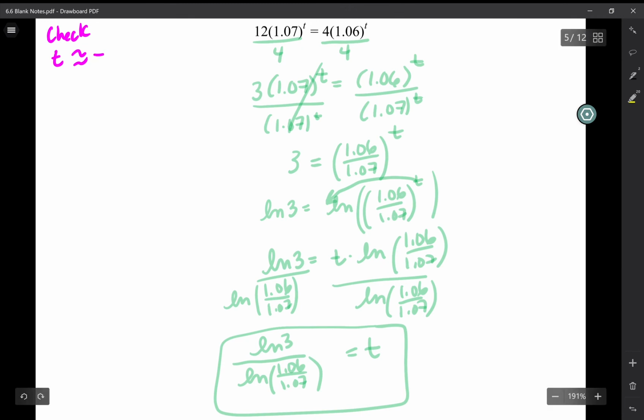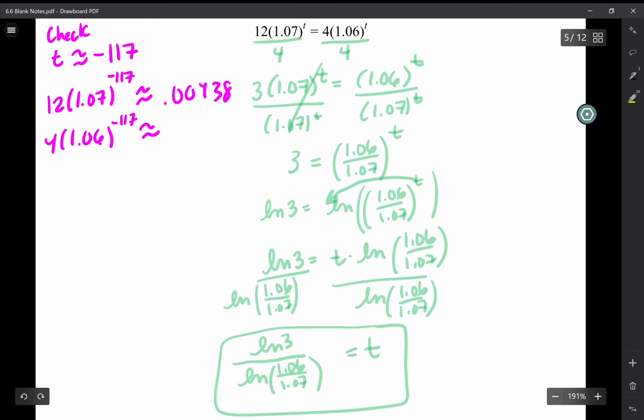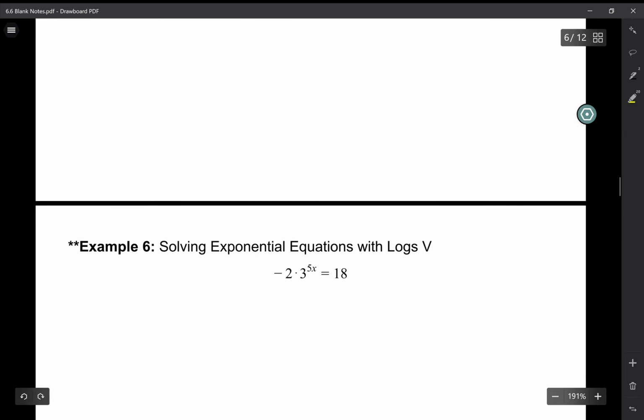And I get negative, really close to negative 117. All right, so let's check the left-hand side. 12 times 1.07 to the negative 117 is about 0.00438. And 4 times 1.06 to the negative 117 is about 0.00438. Great, that's a match. Awesome, so this checks out, and we did this problem correctly. Let's try one more example.